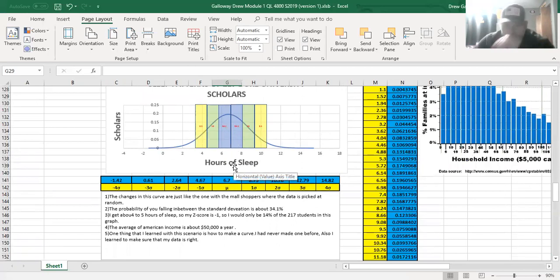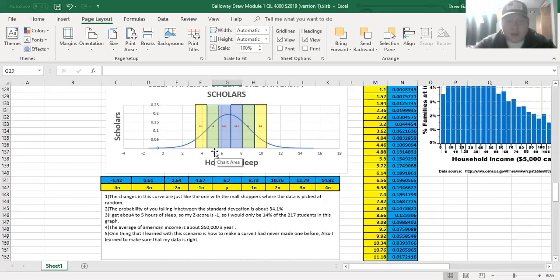The changes in the curve are just like the one with the Mall Shoppers, where the data is picked at random. The probability of you falling in between the standard deviation is about 34.1%, which would be right about here.